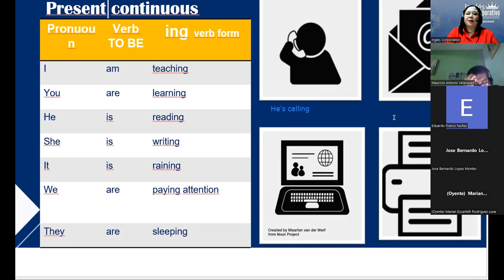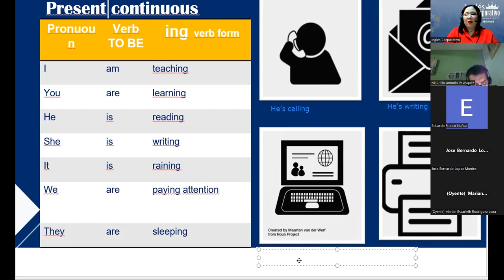He is writing a mug. Very good. He is writing an email. All right. What about this one? He is writing on the computer. Okay.